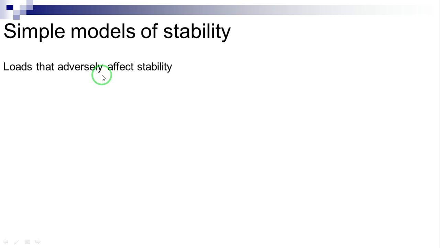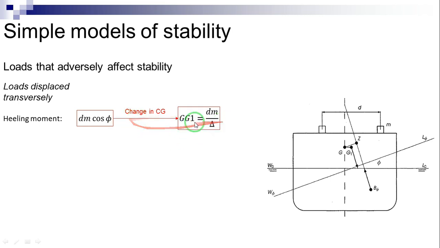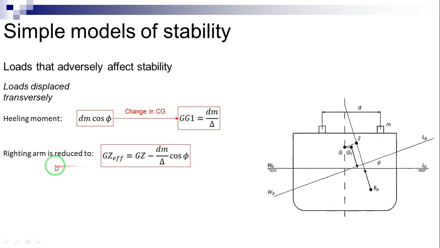Loads displaced transversely. In this figure, we consider that the mass M belonging to the ship displacement Δ is moved transversely a distance d. A heeling moment appears and its value for any heeling angle φ is d times M times cosine of φ. As a result, the ship's center of gravity G moves to a new position, G1, the distance GG1 being equal to this equation, and the righting arm is reduced to an effective value as shown here.